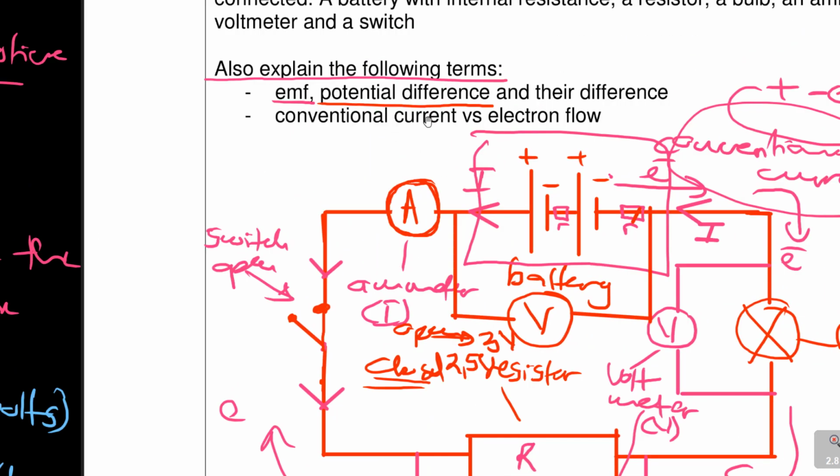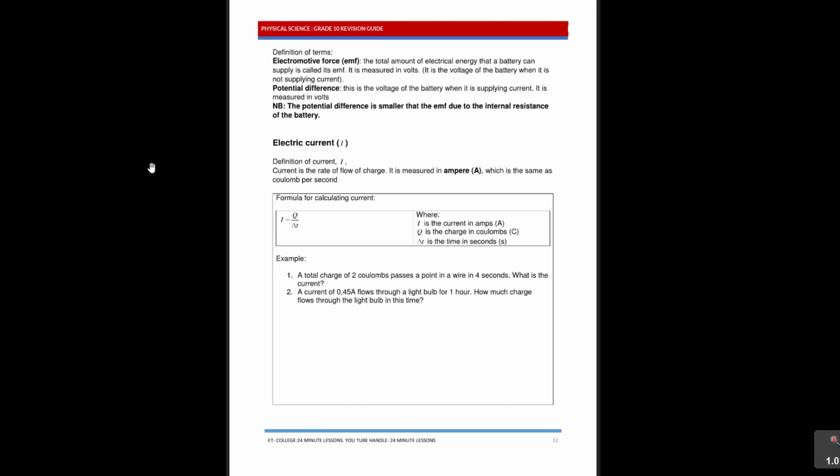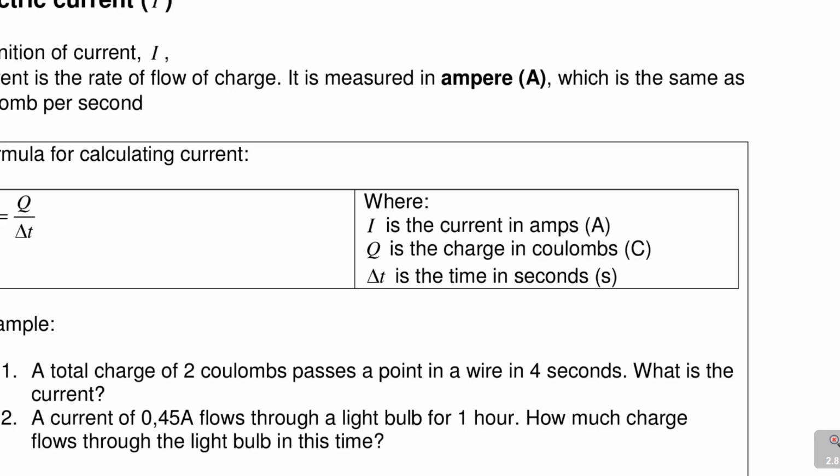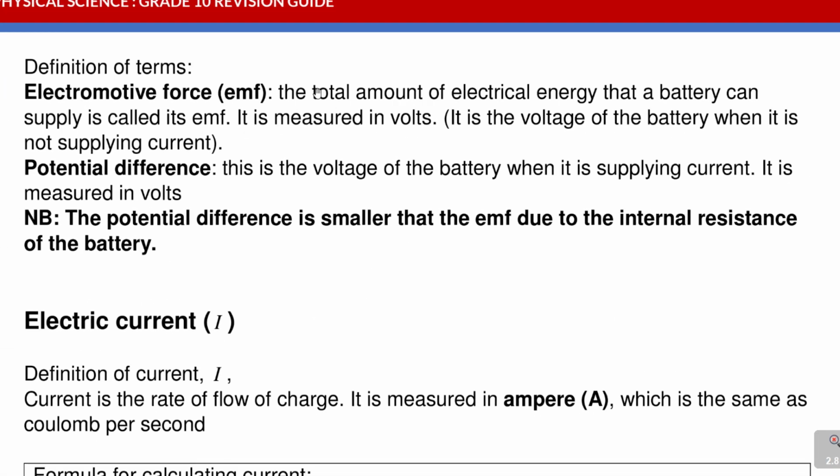And then conventional current versus electron flow, we just explained that. Alright, so that is that, guys. Let's look at a few definitions here. They are now defining the electromotive force. The total amount of electrical energy that a battery can supply is called its EMF.